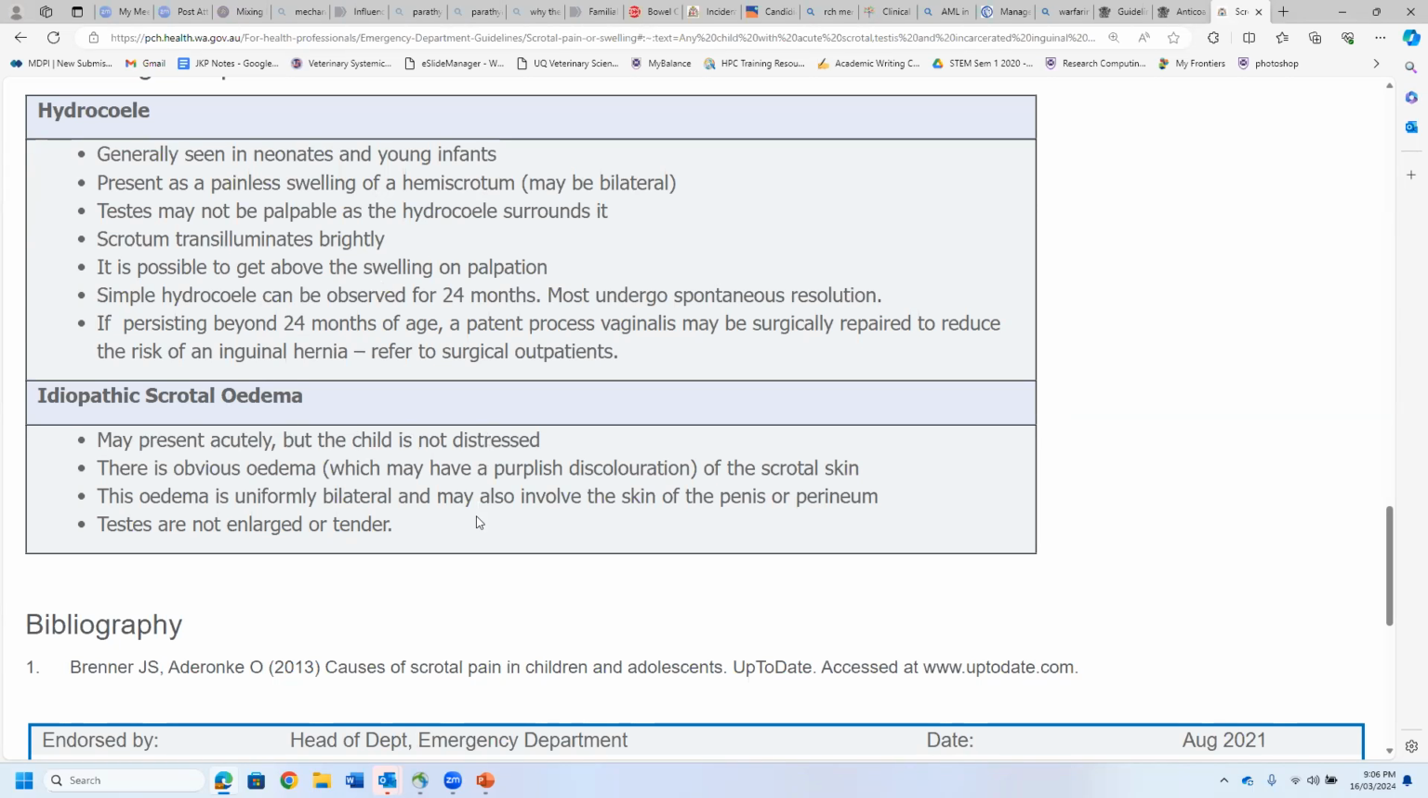Idiopathic scrotal edema can be acutely present. There is obvious edema, purplish discoloration of the scrotal skin. Bilateral edema, you're not able to palpate the testes, but they are not enlarged, nor are they tender. Most of the time, if it's very extensive, you can't palpate the testes, but it's non-tender. There's no pain.